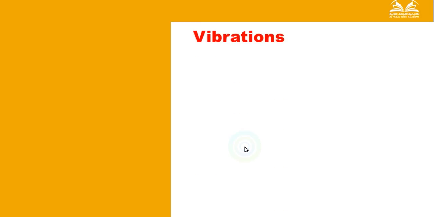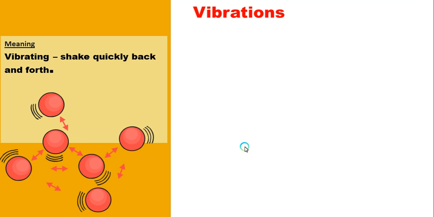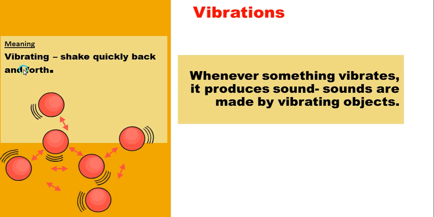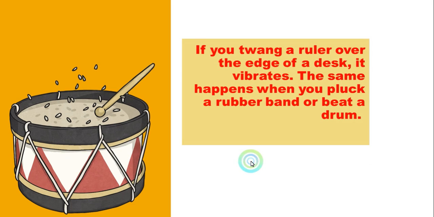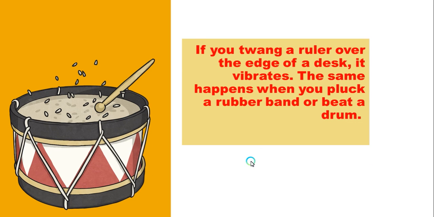Okay, so let's go to the next slide. What is vibration? You can see this vibrating, shaking quickly back and forth. When something vibrates, it produces sound. Sounds are made by vibrating objects. If you twang a ruler over the edge of a desk, it vibrates. The same happens when you pluck a rubber band or beat a drum. If you beat a drum, there is vibration, and with that, sound is produced.